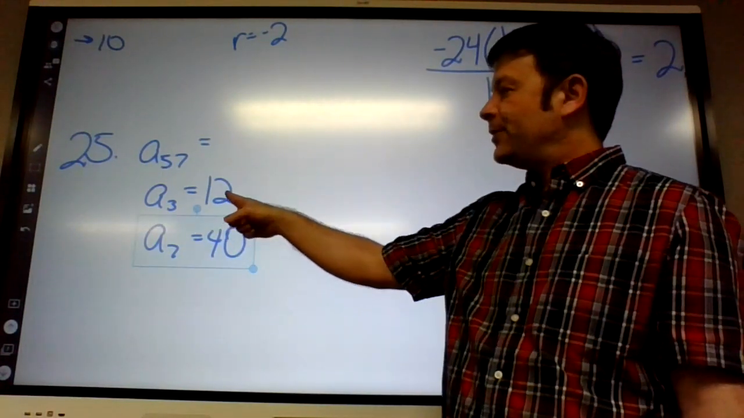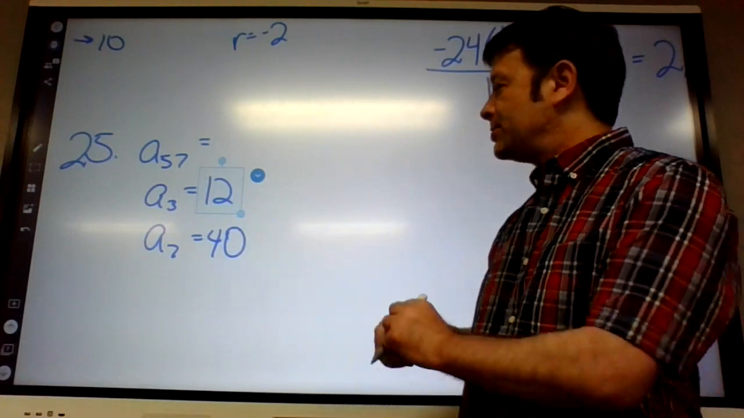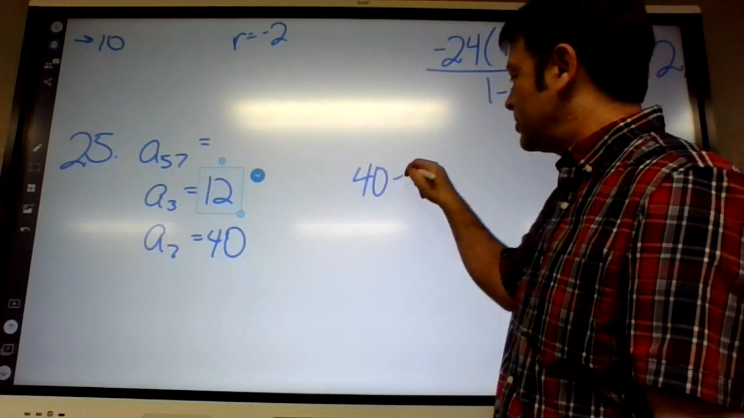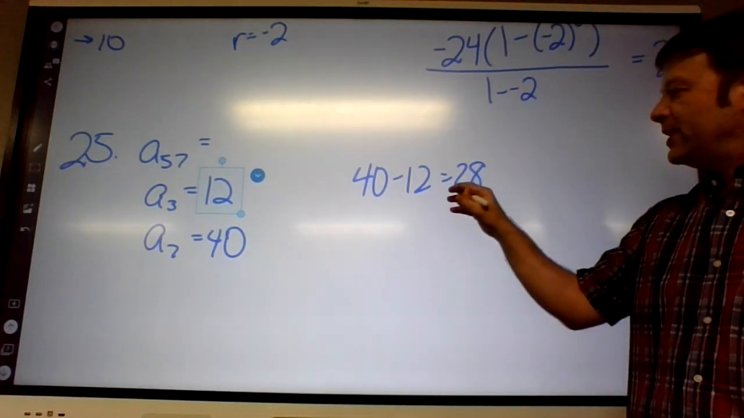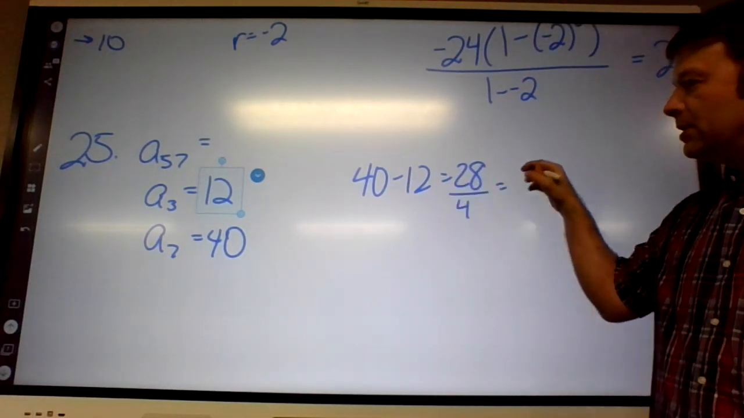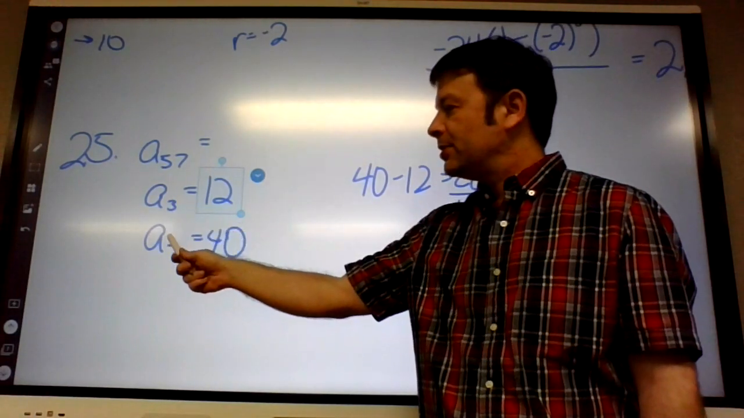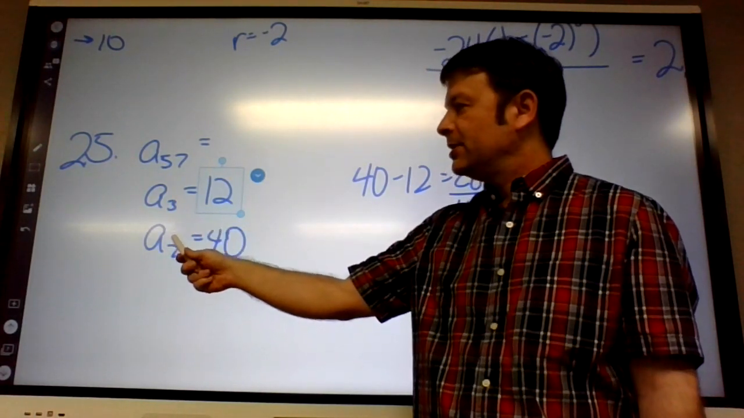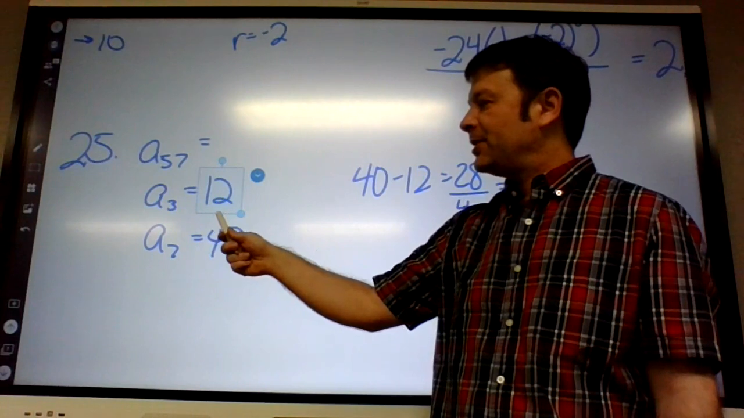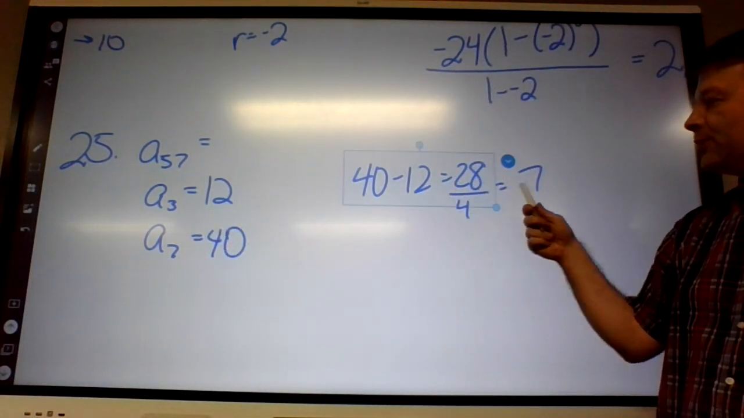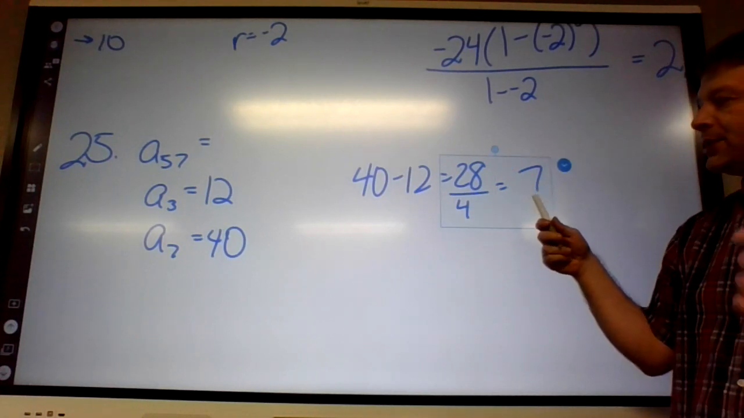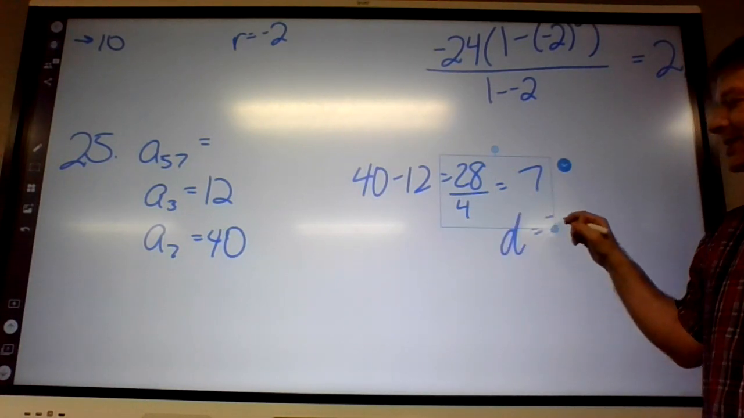If I do the difference between these two, 40 minus 12 is 28. Why would we divide that by 4? Because there are 4 terms from here to here, so they must have added something 4 times. The difference is 28. If you divide that by 4, that gives you what they must have been adding every time. So the common difference is 7.